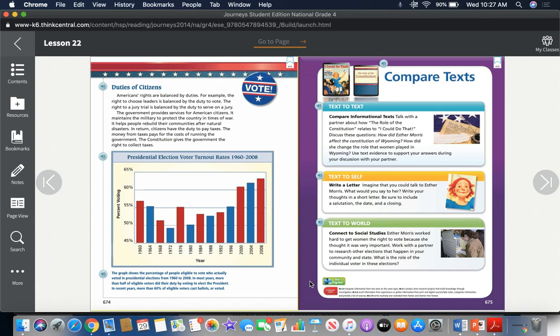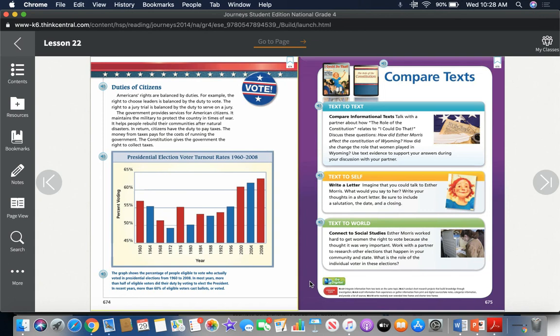The government provides services for American citizens. It maintains the military to protect the country in times of war. It helps people rebuild their communities after natural disasters. In return, citizens have the duty to pay taxes. The money from taxes pays for the costs of running the government. The Constitution gives the government the right to collect taxes.